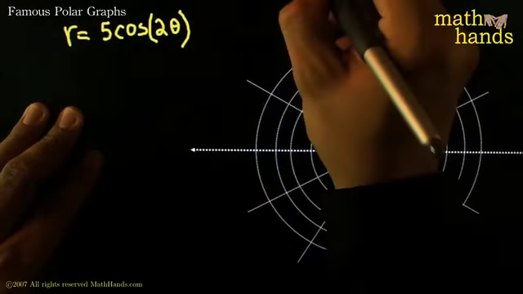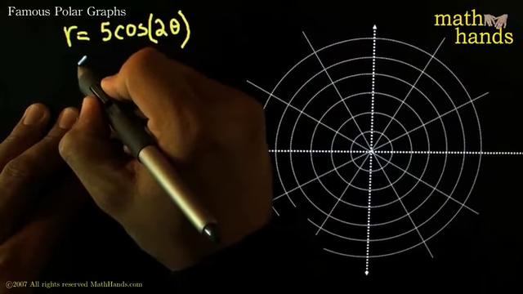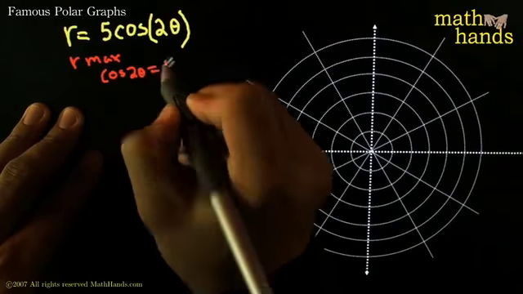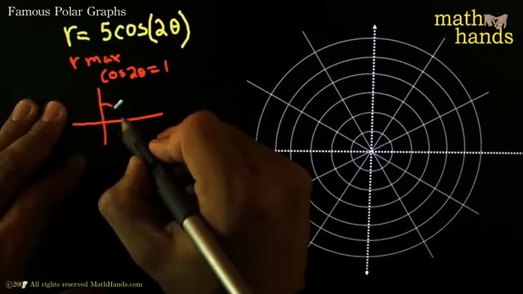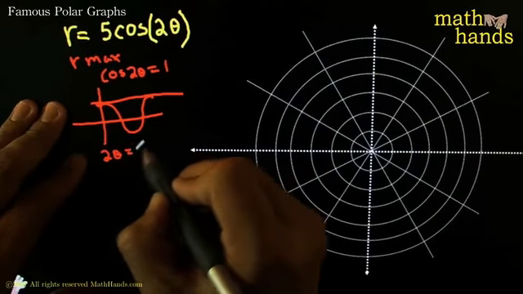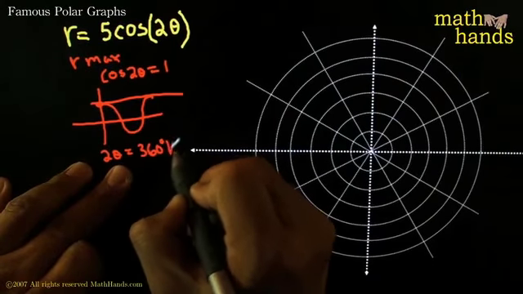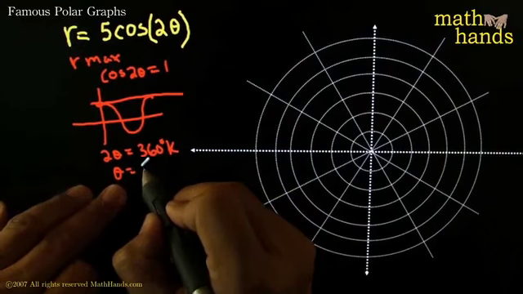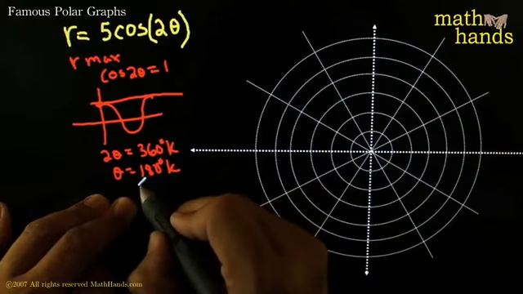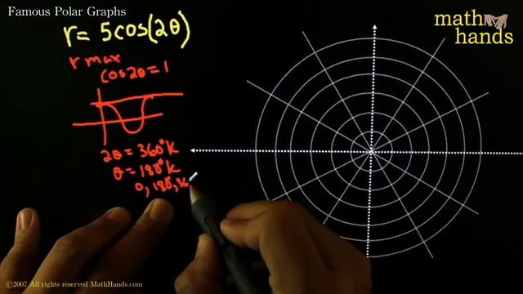So R would reach its maximum. Let me do the max. I like red, let's do red now. R would reach its maximum whenever cosine 2 theta is equal to 1. And I make a little graph here. This is my cosine graph. Whenever it reaches 1, that would mean that 2 theta is equal to 0 degrees plus any multiple of 360, so 360 integer multiples. So therefore theta is equal to 180 degree multiples. That means that at 0, 180 degrees, 360, etc., it reaches its maximum.